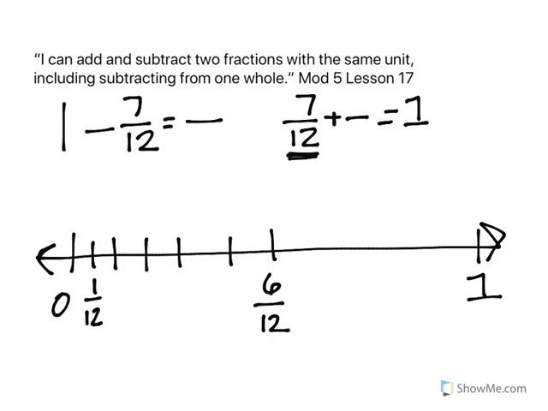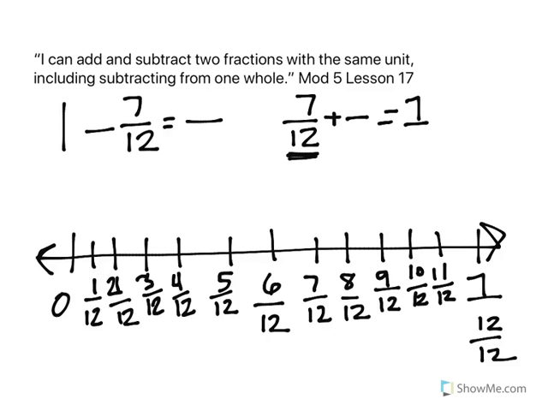So 1/12, 2/12. I'm going to pause the video, fill in my number line, and you do the same. Alright, and so I have my number line completely filled in, all with 12ths as my unit. And so I start off at 0, and it goes up by 1/12 each time, and then at the very end I have my whole, or 12/12.